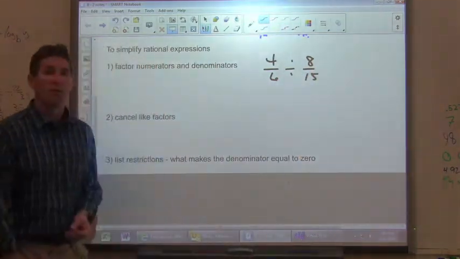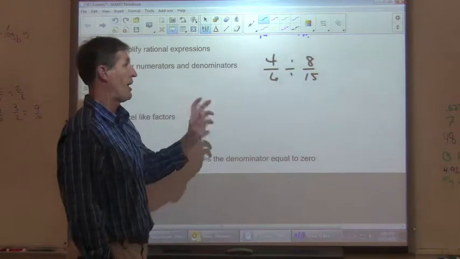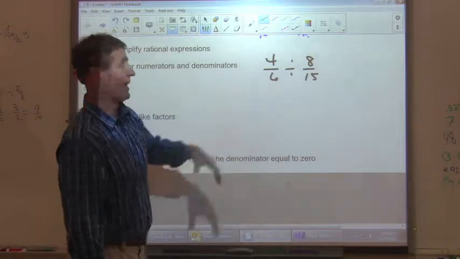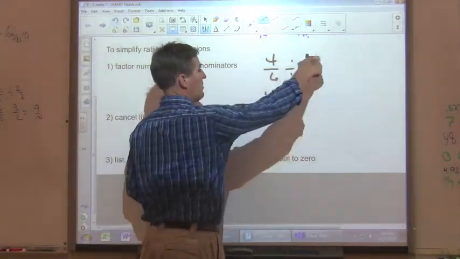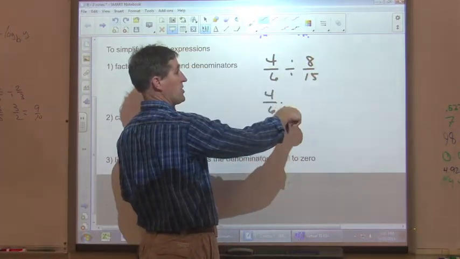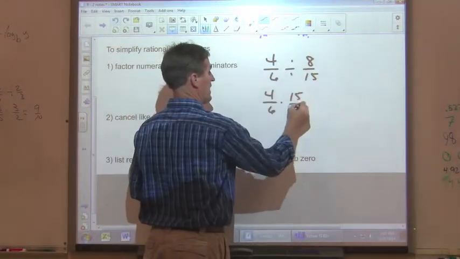Now, hopefully we remember from early on in your math career when you first learned how to divide. We don't divide fractions, we change it to multiplication, and we multiply by the reciprocal of the fraction after the division sign. Now remember, reciprocal means to flip it over. So that would be 15/8.